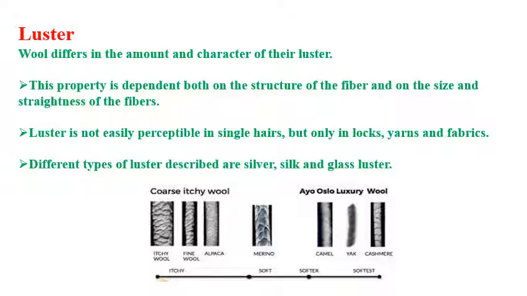Lustre is not easily perceptible in single hairs, but only in locks, yarns and fabrics. So if we want to feel the lustre, it should be in a group, in a bunch together, then only we can feel it, or when the yarn is made or when the fabric is made, then only we can feel the lustre. Different types of lustre described are generally silver-like lustre, or silky, or glassy. These kinds of lustres are expressed. In the photograph it is showing different kinds of fibers, but we cannot see the reflection in this case.